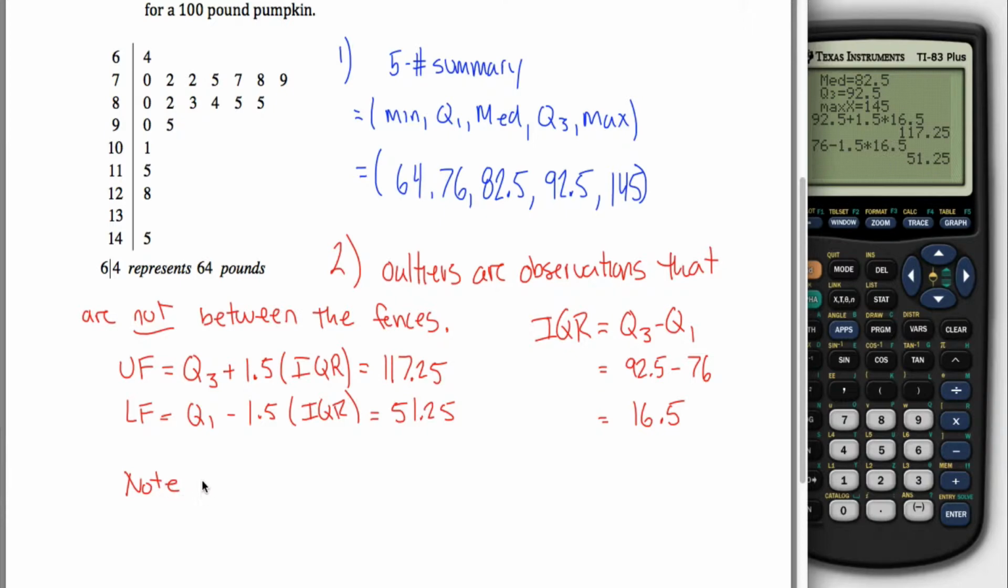Note 128 and 145 aren't within, between, how about? Maybe that's more clear. Fences, so they're outliers.